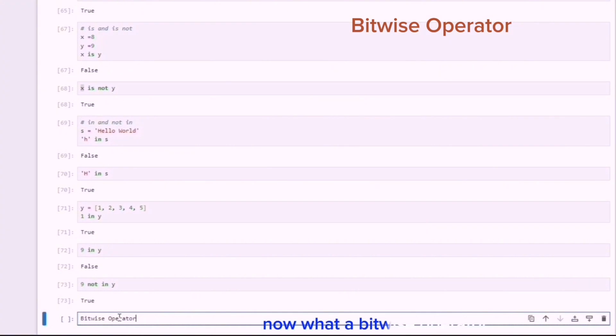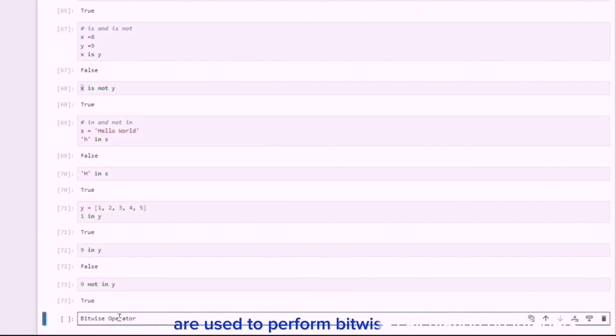Now, what are bitwise operators? Bitwise operators are used to perform bitwise calculation on integers. The integers are first converted to binary. Then operations are carried out one by one, that is bit by bit, on each of the binary values of that particular integer. Let me explain.